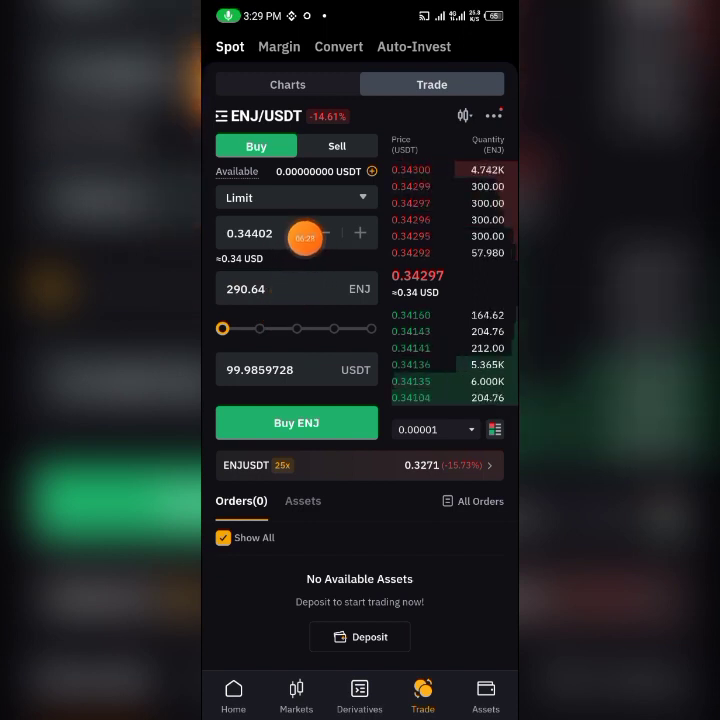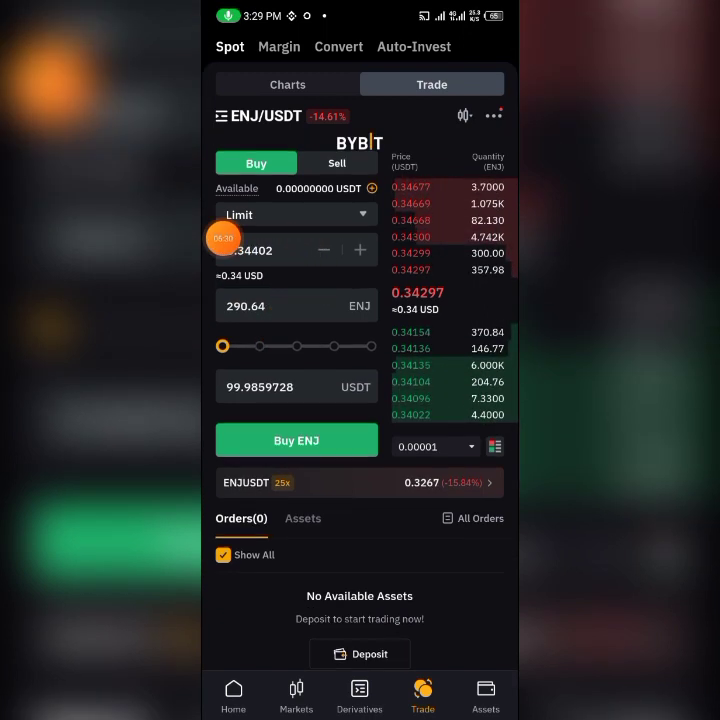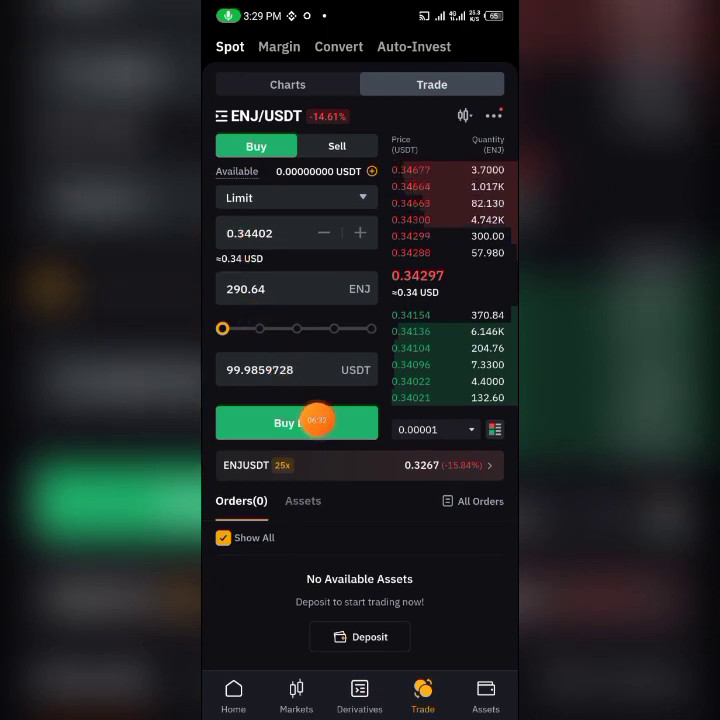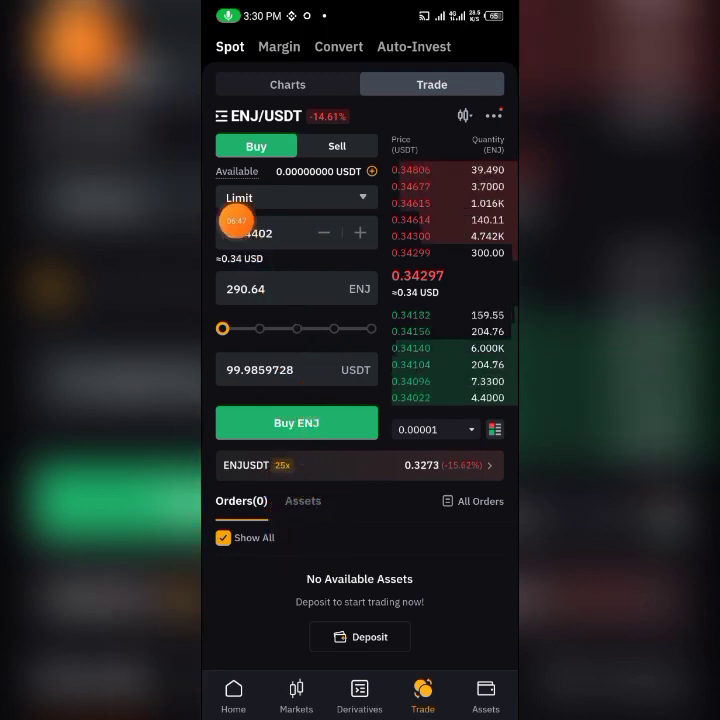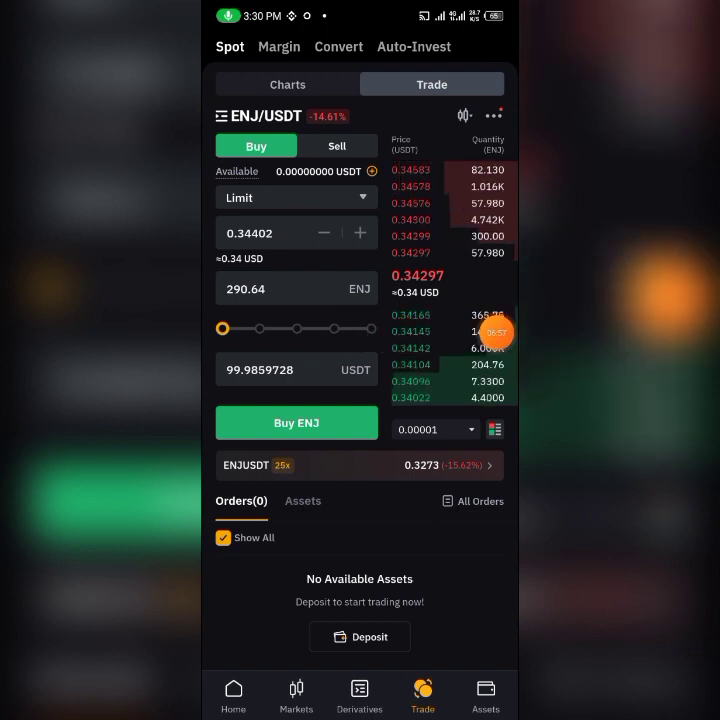After you might have selected the amount that suits your taste, you can proceed and click on buy. Now, when you click on buy, your order will be under this column. So once the market gets to the amount you entered, the trade will automatically execute. Thereafter, you will now have ENJ instead of USDT. So after you have gotten your ENJ, you can transfer it to Binance where you want to sell for a higher profit.